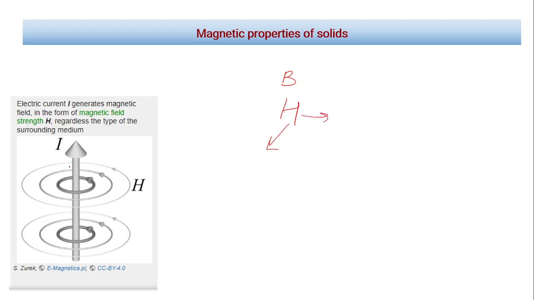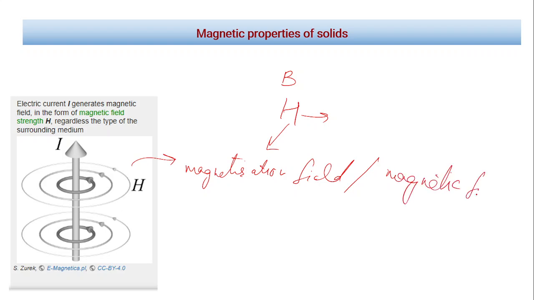Like here, if I have a current carrying conductor, then it will have a magnetic field around it. Now that field we can call the magnetization field, or it can also be called the magnetizing field, or intensity of magnetic field.